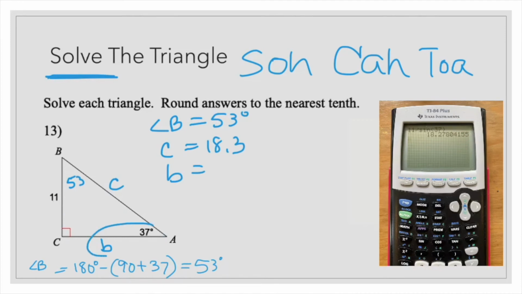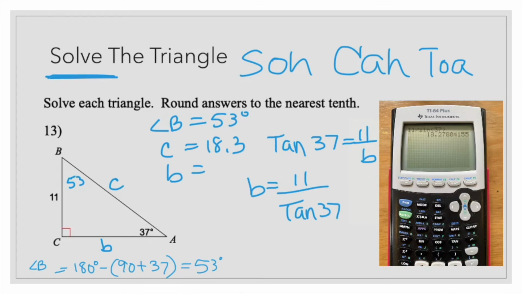So B is the adjacent, and the 11 is the opposite. So I have adjacent and opposite, so that's tangent. So we're going to go tangent 37 equals the opposite over adjacent. That's 11 over B. I'm going to switch places again. So B will equal 11 over tangent 37. Go ahead and type that in your calculator, 11 divided by tangent 37, and check back with me.